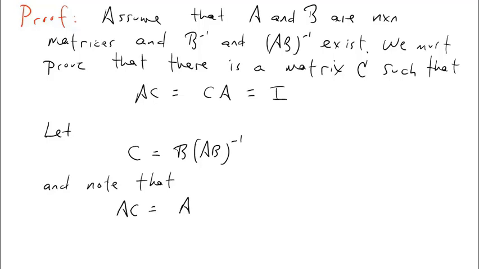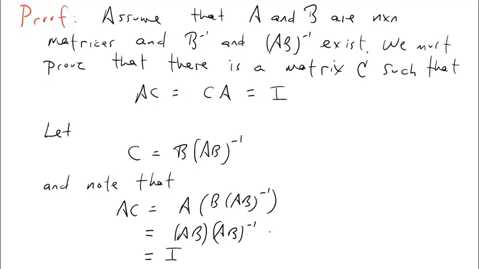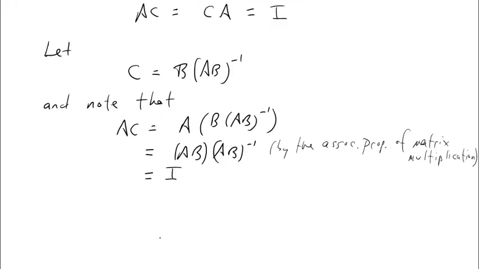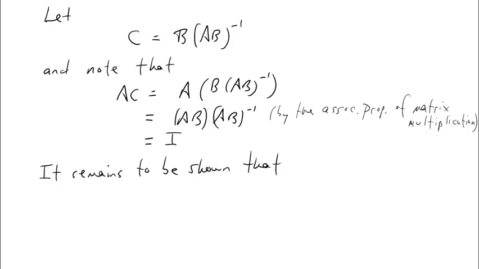Let's compute A times C. That's equal to A times, using the definition of C, B times the inverse of A times B. Let's now apply the associative property of matrix multiplication and regroup this product as AB times the inverse of the product AB. Well, this is just the identity matrix. Therefore, we've proven that AC is equal to I. What remains to be shown is that C times A also equals the identity matrix.